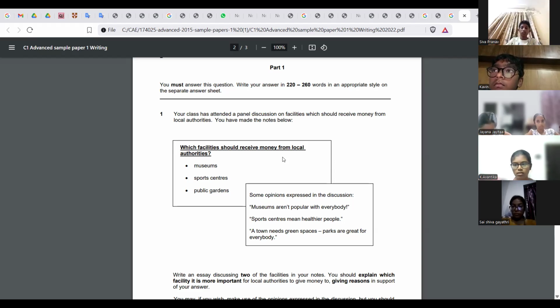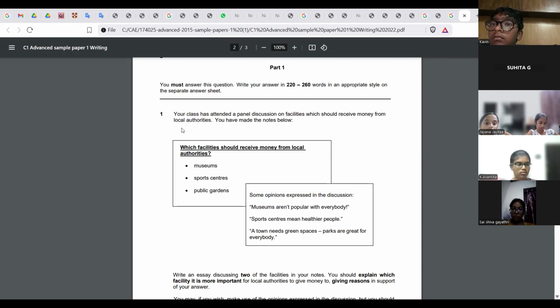Every sentence has to be punctuated. If it is a question mark, it means you have to end with the question mark. If it's a full stop, you have to end with the full stop. If it's an exclamatory, you have to end with the exclamatory. Okay. This one is so easy because they have given a lot of things.